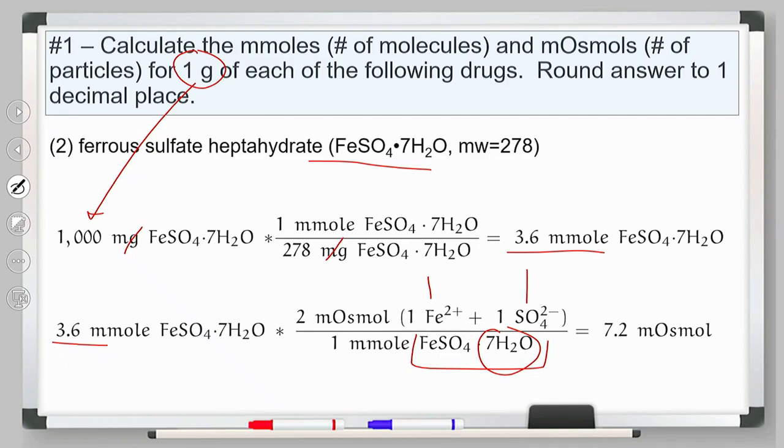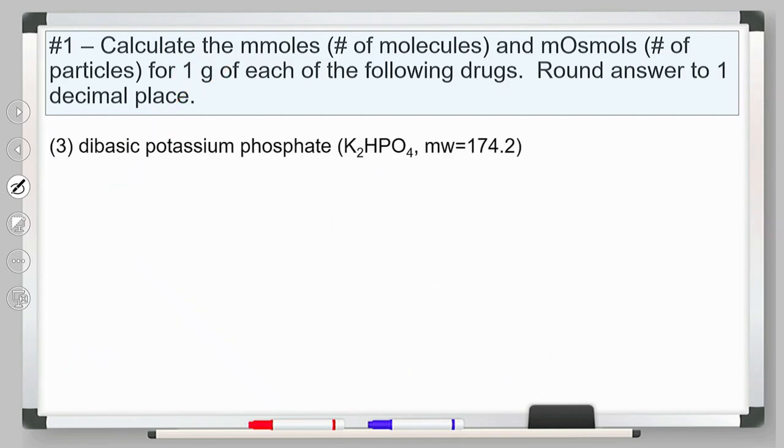All right, so in this case, we have 2 particles generated for every 1 molecule, if you will. So 2 milliosmoles for every 1 millimole. So we multiplied 3.6 times 2, and you got 7.2. All right, do the same thing and go ahead and do the rest of these questions. I think, how many are there? 5? Yep, go ahead and do parts 3, 4, and 5. They all work the same. The molecules are different, so think about how many particles each of those molecules will release.